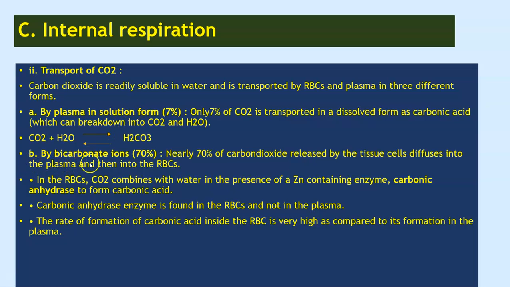Then bicarbonate ions, 70%. Nearly 70% of the carbon dioxide released by the tissues diffuses in the plasma and then into the RBCs. In the RBCs, the CO2 combines with water in presence of a zinc-containing enzyme, carbonic anhydrase, to form carbonic acid. Carbonic anhydrase enzyme is found in the RBCs and not in the plasma. The rate of formation of carbonic acid inside the RBCs is very high as compared to its formation in the plasma.